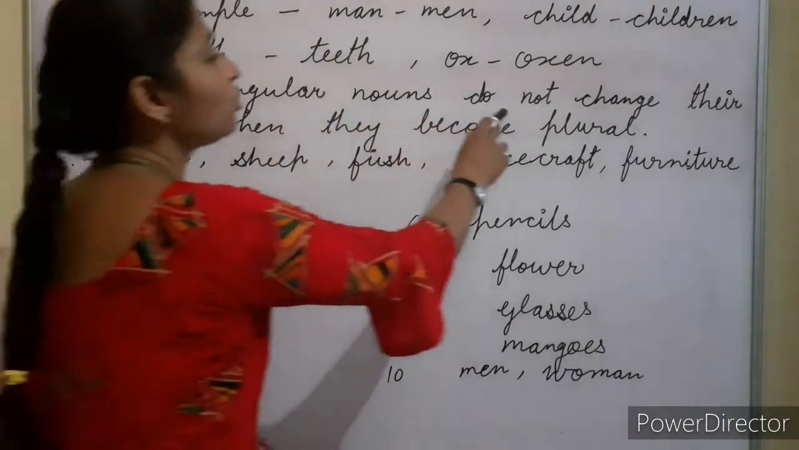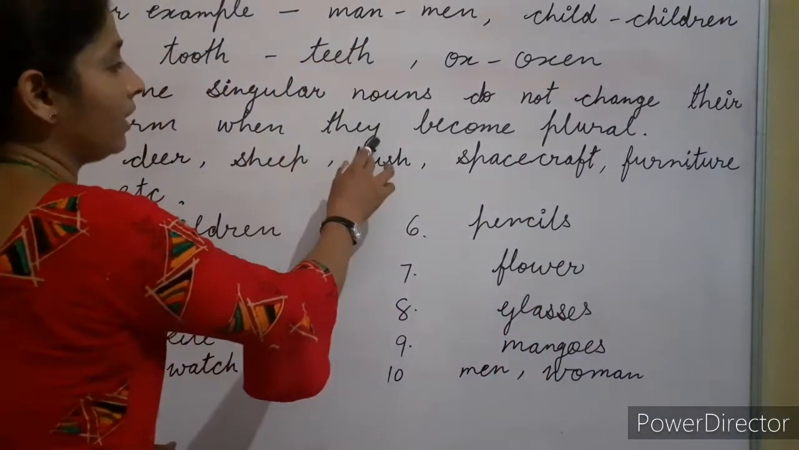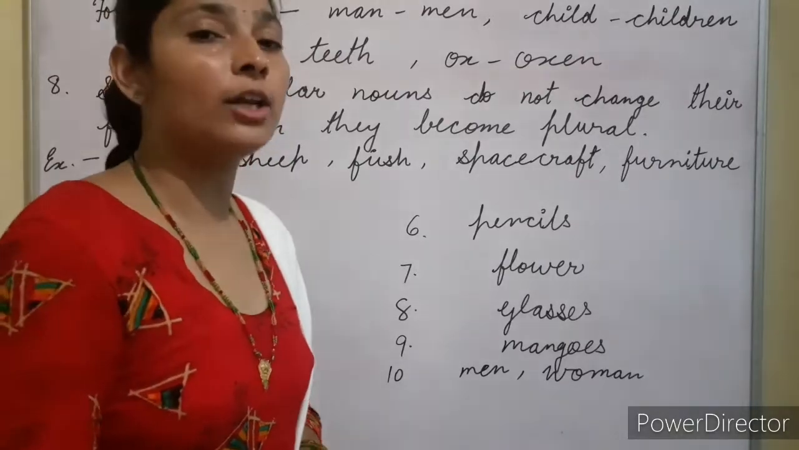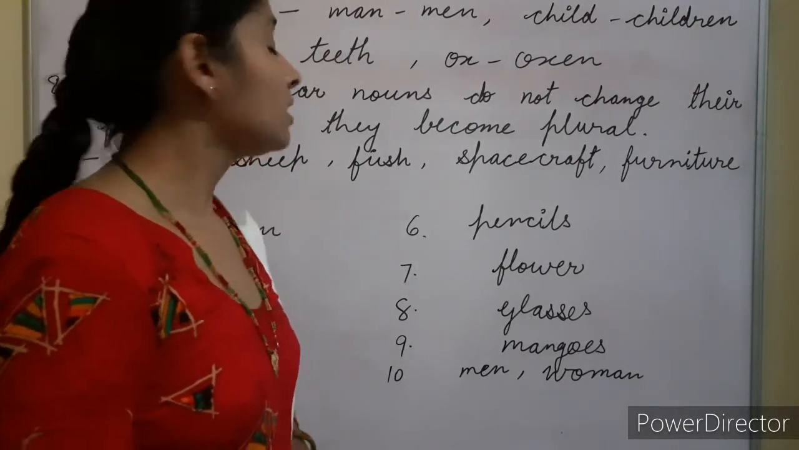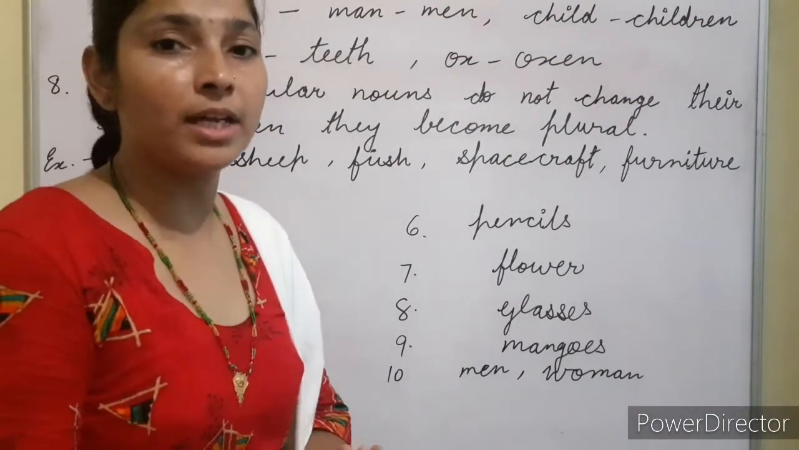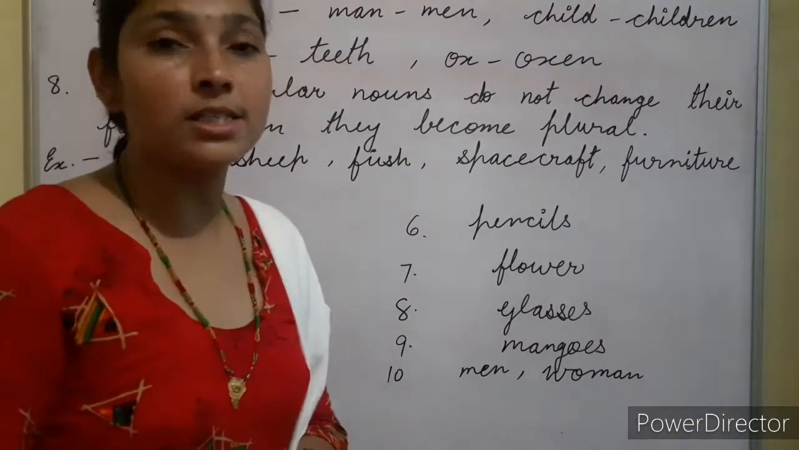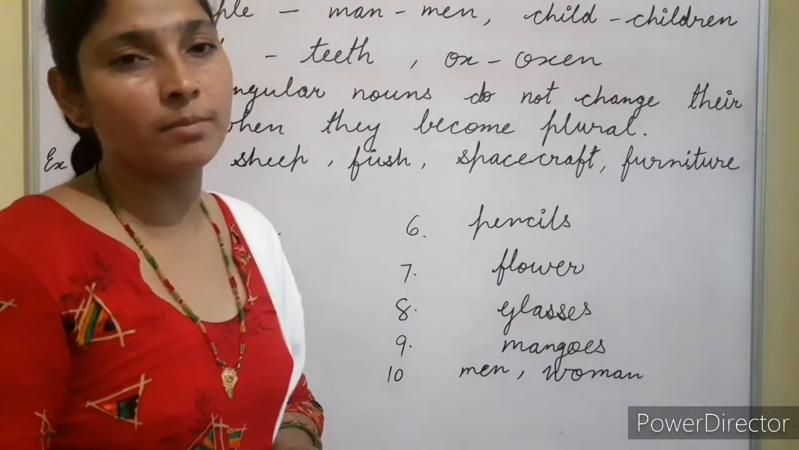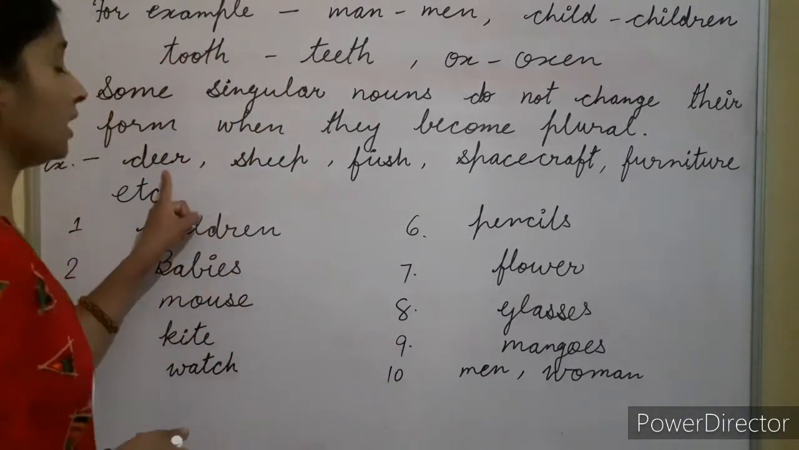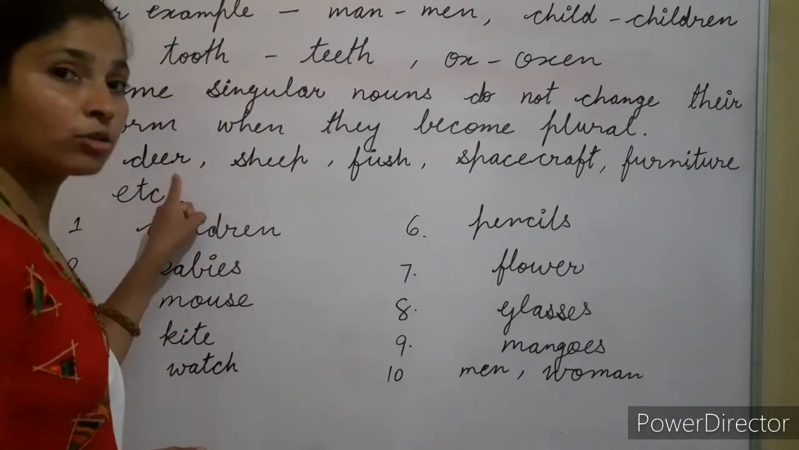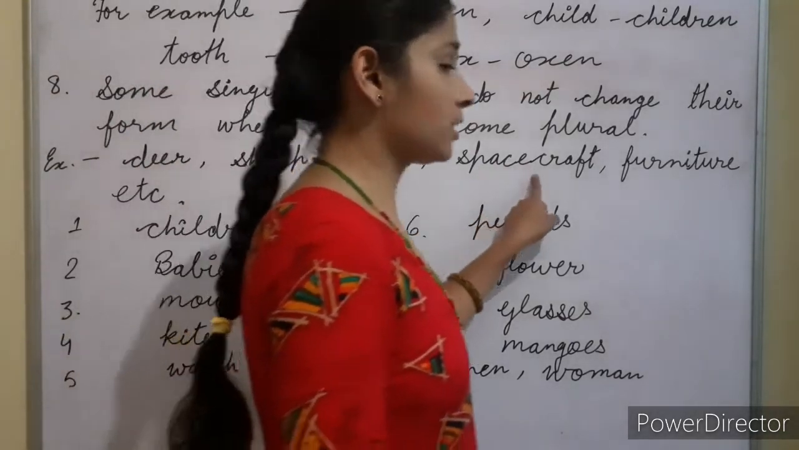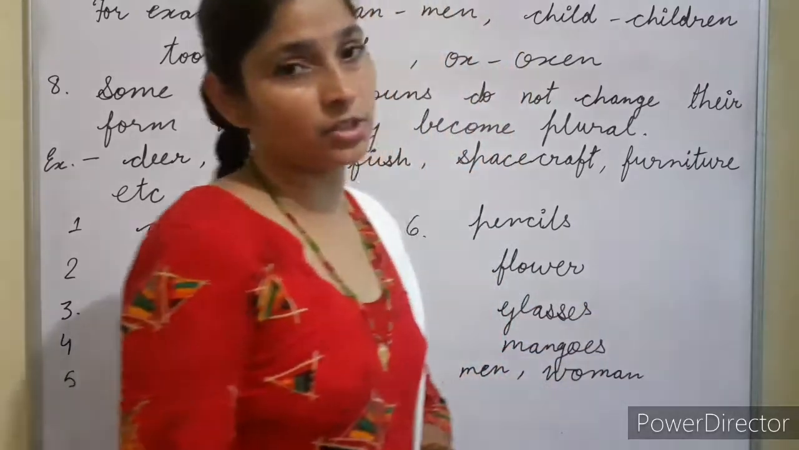So next rule is 8. Some singular nouns do not change their form when they become plural. Means some singular nouns do not follow the rules of change when we make their plural. कई सिंगुलर नाउन ऐसे होते हैं जिनको हम प्लूरल बनाते समय चेंज नहीं करते हैं. We are putting the same. For example, deer. Deer we are using in singular also, deer, and plural also. See, fish, spacecraft and furniture, etc.